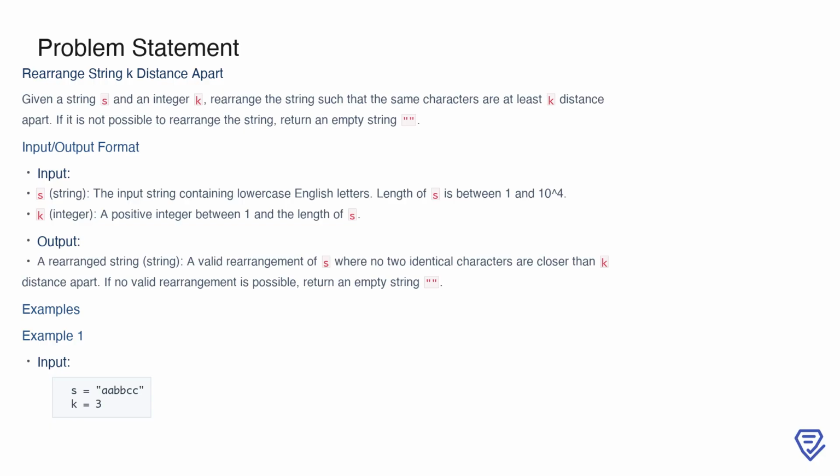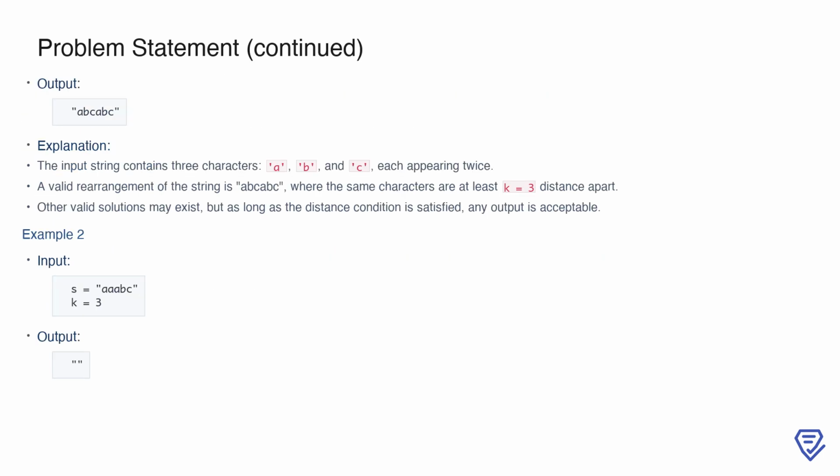The output is either a valid rearranged string that satisfies the distance condition or an empty string if no valid arrangement exists. For example, if the input string is s equals "aabbcc" and k equals 3, we need to rearrange the string so that no two identical characters are closer than 3 positions apart. For this input, one valid output could be "abcabc". In this arrangement, each character appears only once within any window of size k, satisfying the condition.